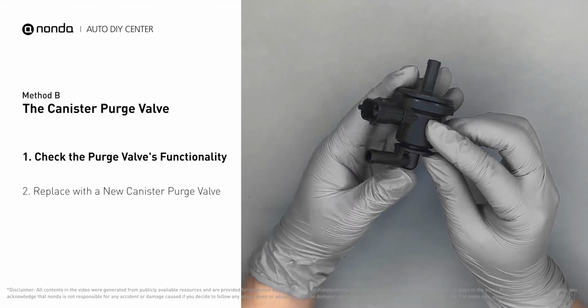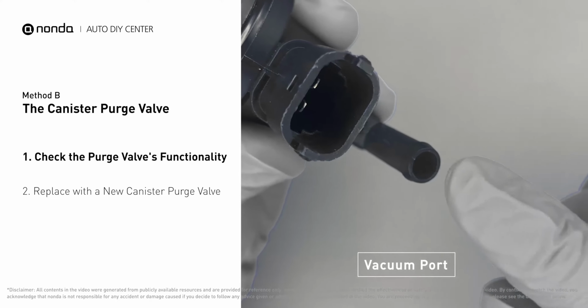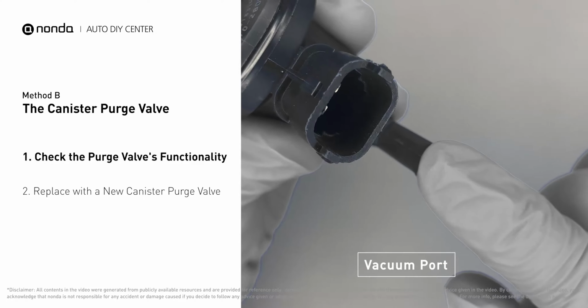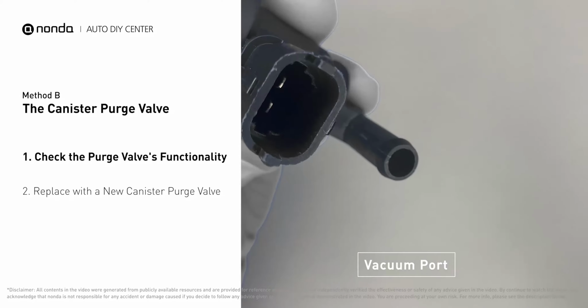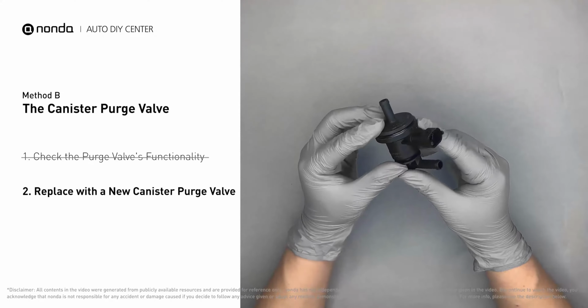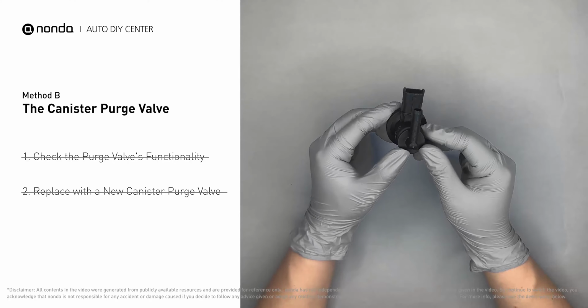But you should locate this component in your car while the engine is still running, and place your finger at the vacuum port to check its functionality. If your finger experiences vacuum stuckage, it means the canister purge valve is stuck and needs to be replaced. Simply take the used canister purge valve off and replace it with a correct new one.